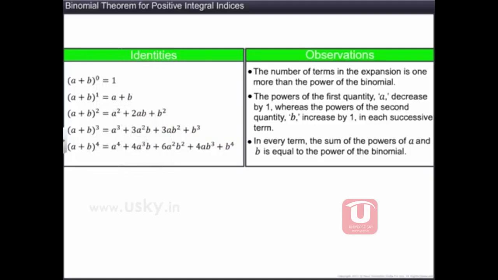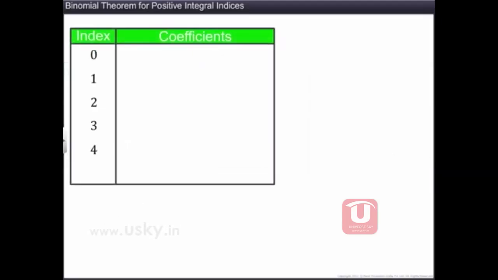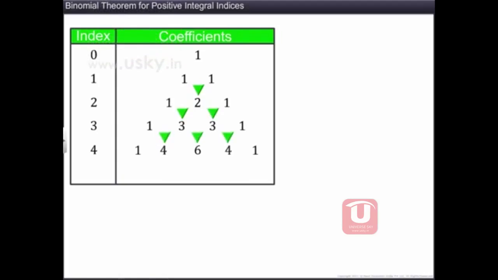Now, let us arrange the coefficients of these expansions. We know that the coefficient of the first and the last terms is always equal to 1. The coefficients of the second row are added to get the coefficients of the third row, and the coefficients of the third row are added to get the coefficients of the fourth row, and so on. This structure looks like a triangle.